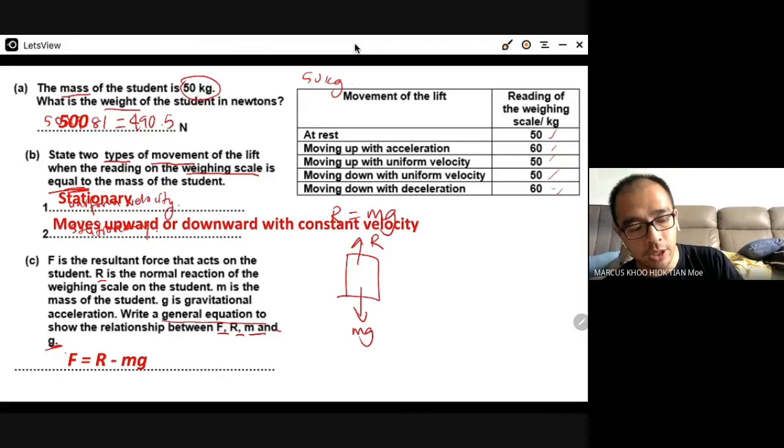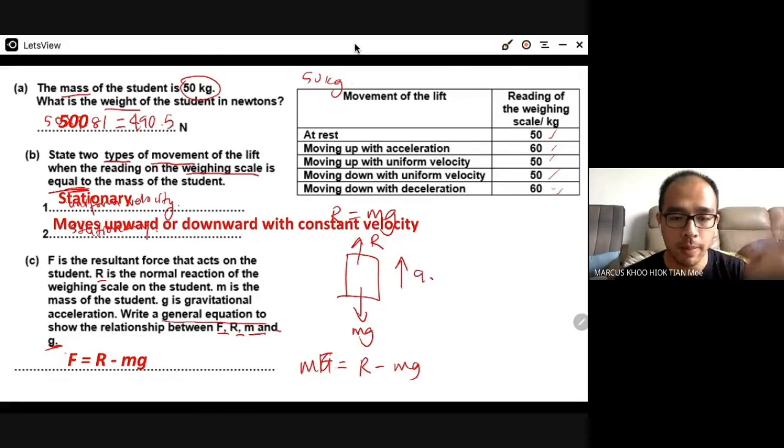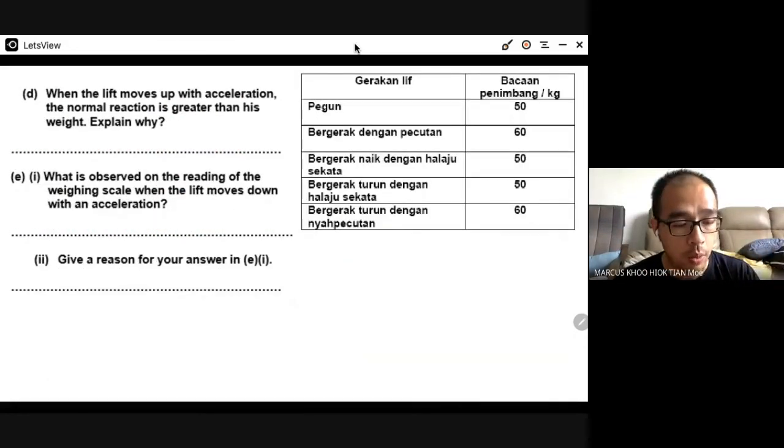So let's assume that we are going upwards. Okay, we have an acceleration. So our F equals R minus mg. But F is also equal to ma. Okay. Never mind, don't worry about this. When the lift moves up with acceleration, the normal reaction is greater than his weight.